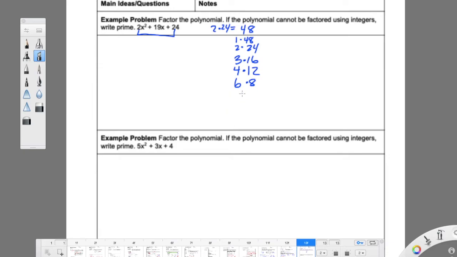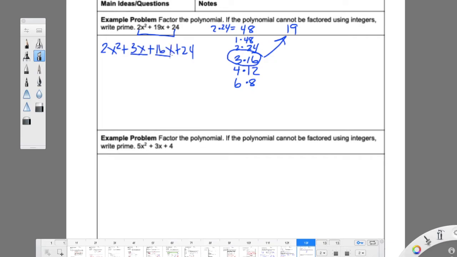So now we have all of our factors, and they need to add up to 19. In this case, it's positive and positive, so I know they're going to add up to 19. So we want to look through these and find the ones that add up to 19. So there we go. We found them. So I have 2x squared plus, instead of 19, I'm going to break that into 2 pieces here. And I'm going to have plus 24 on the end. So I'm going to have 3 and 16.